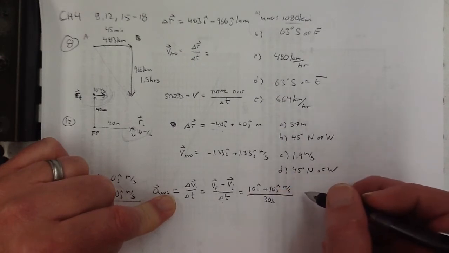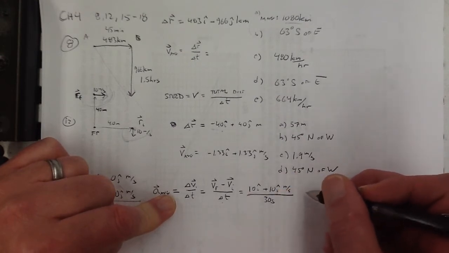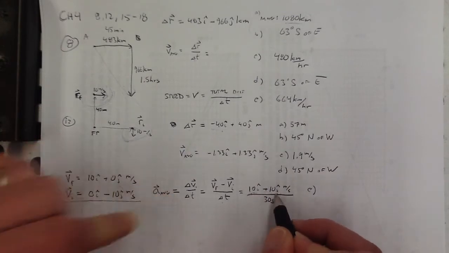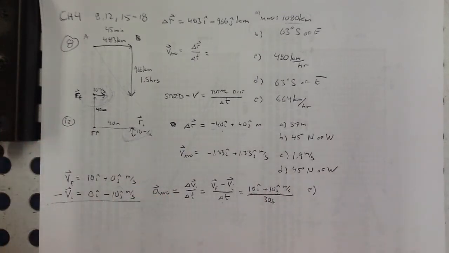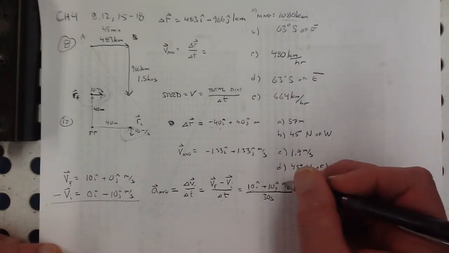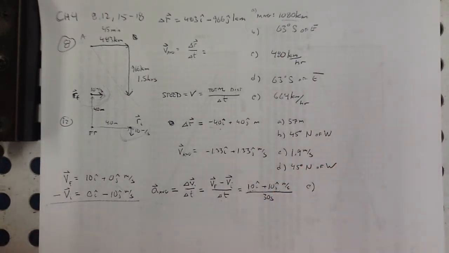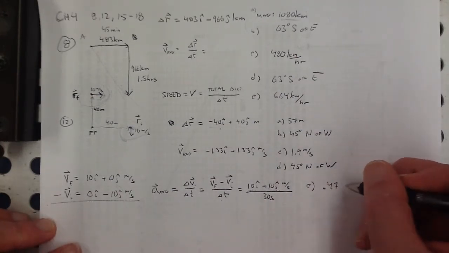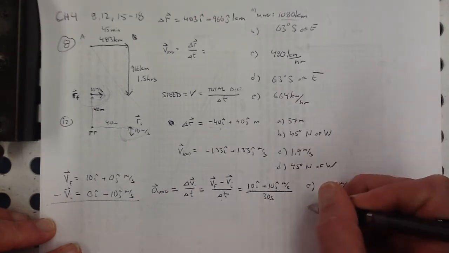So we would like to know what this is in magnitude and direction form. So here, the magnitude of this is 10 square roots of 2. I think that's about 1.14, isn't it? Square root of 2. Oh, yes. So that's 14 meters per second divided by 30 seconds. That's 0.47 meters per second squared.